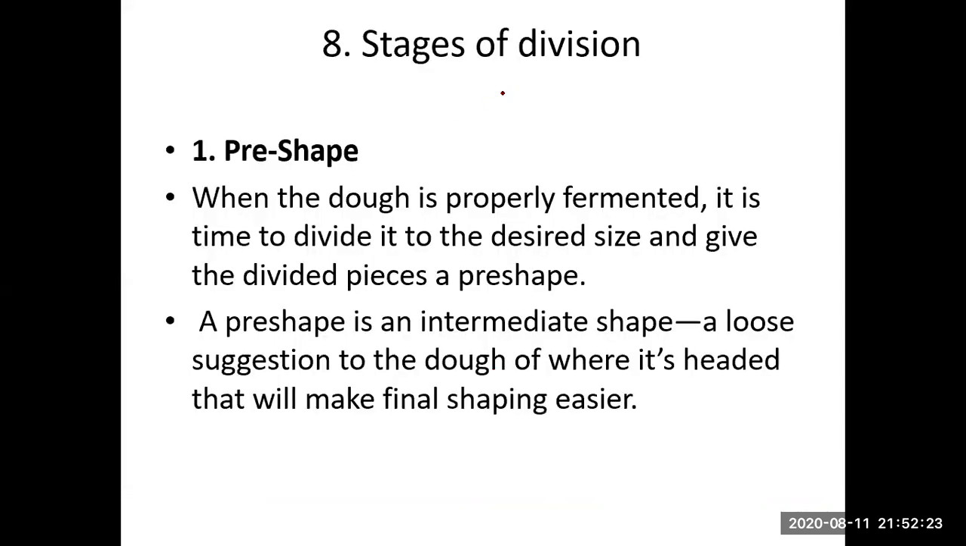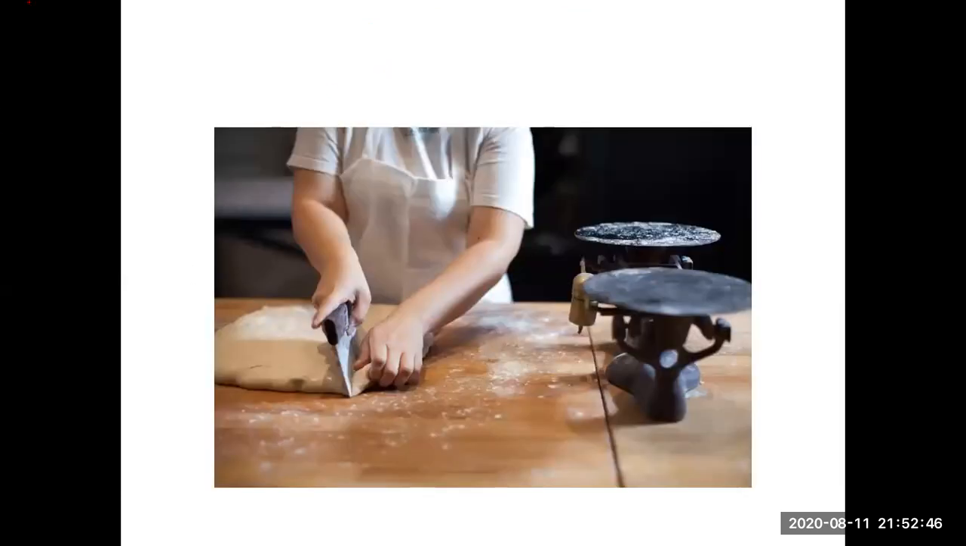And then our stages of division. These stages of division vary. I have mentioned 3 shapes here, but in different kinds of industry it varies between pre-shape and final shape. For example, the pre-shape process is an intermediate shape. In that process, it is given in all of the industries, whether you bake manually or industrially.